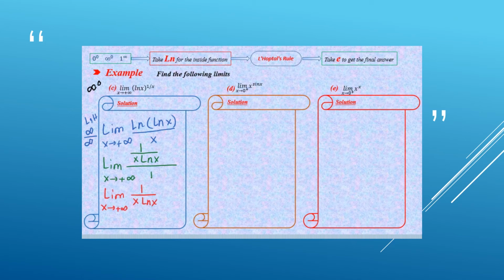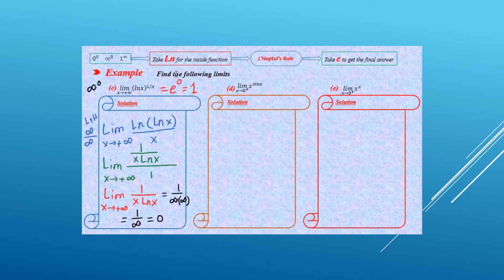Now by a direct substitution, we have 1 over infinity times ln infinity, which is also infinity. So we have 1 over infinity, and this is equal to 0. So our limit equals, you have to take e as a final step. So we have e to the 0, which equals 1.